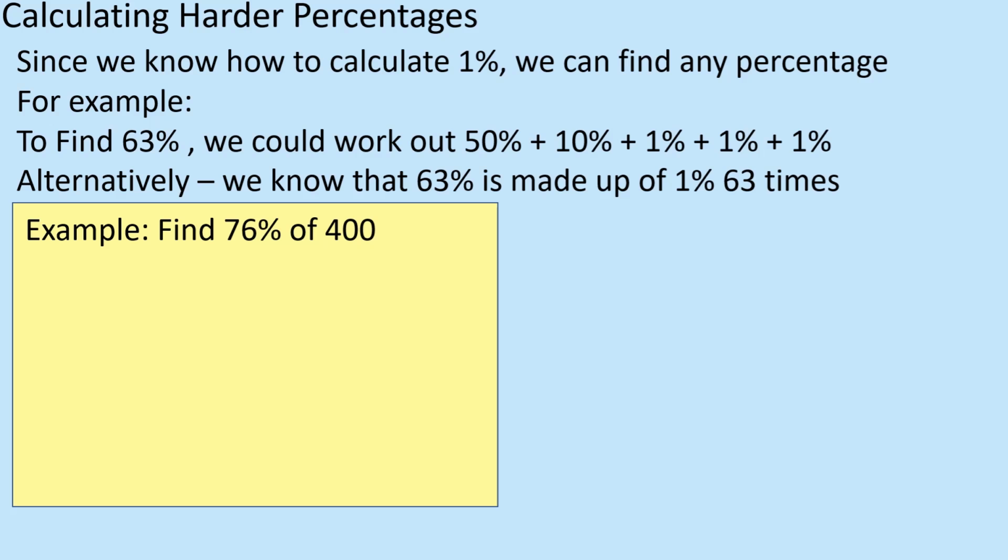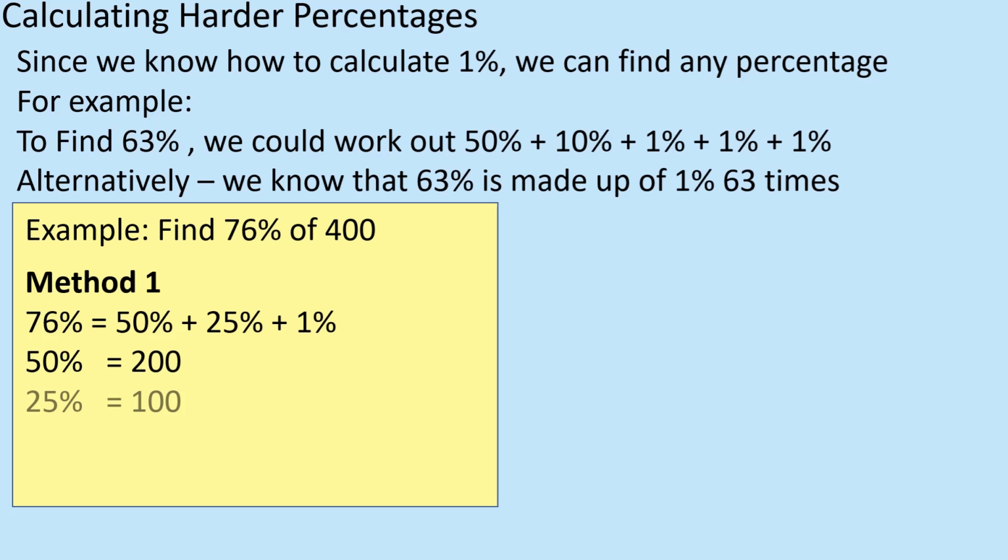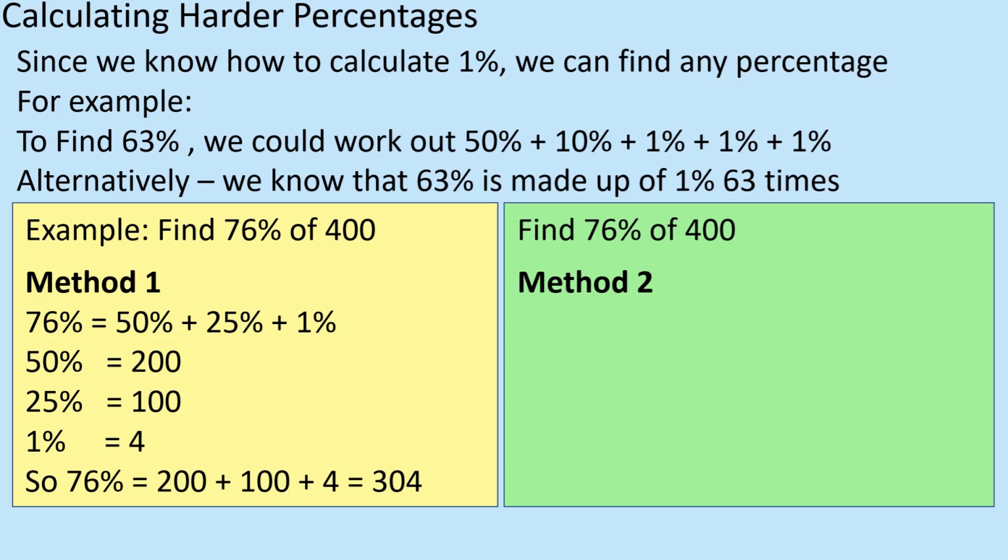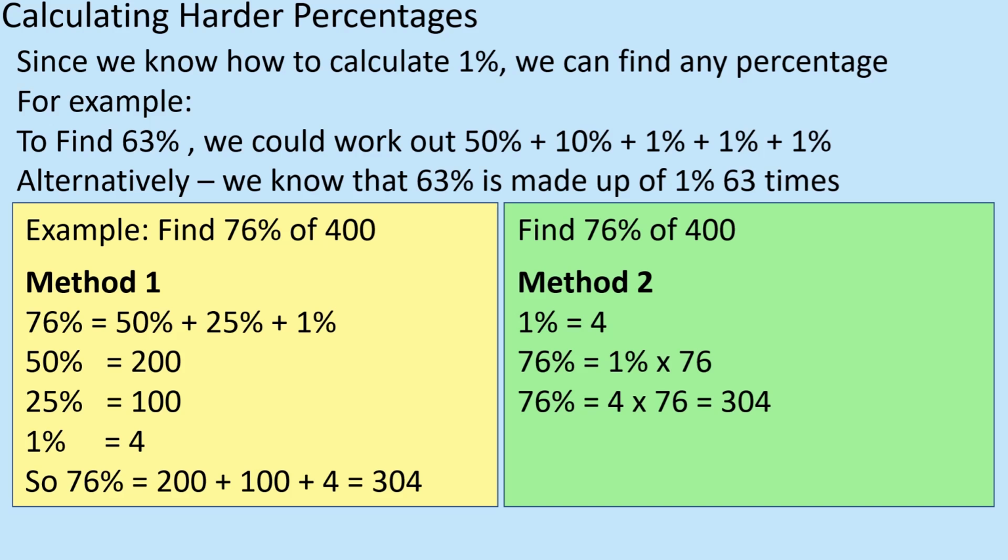So if I want to do 76% of 400, this is the one where I think, well, just get your calculator out and do it. The first method I've shown you, we break it down into stages. But what I probably suggest is this one, where you work out 1%, which is 4, and then just times it by 76. That's really where your calculator is going to come into play. You do 400 divided by 100 to give you 1%, which is 4, and then times it by 76, and that's going to give you the same answer.